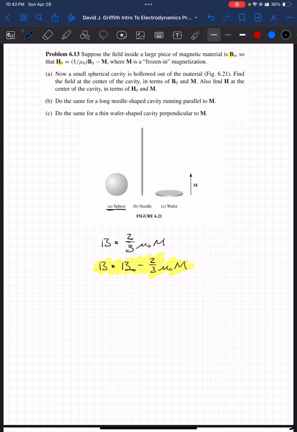Now to find H at the center of the cavity, we can consider H and H naught's relationship. Given, we see that H naught is equal to 1 over mu naught times B naught minus M, where, as always, H is equal to 1 over mu naught B. So, plugging that in for our H naught, we'll see that H naught is equal to just H minus M, which when rearranged, H is equal to H naught plus M.